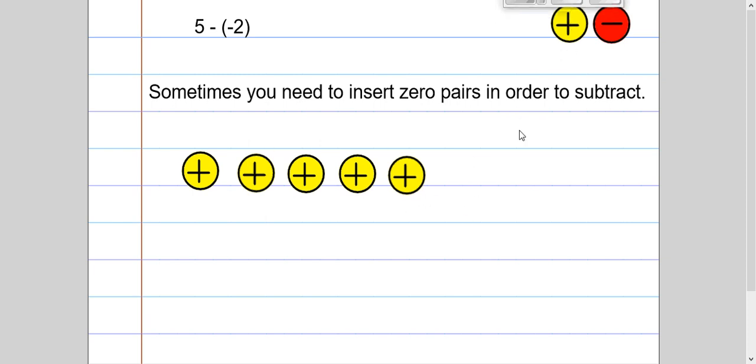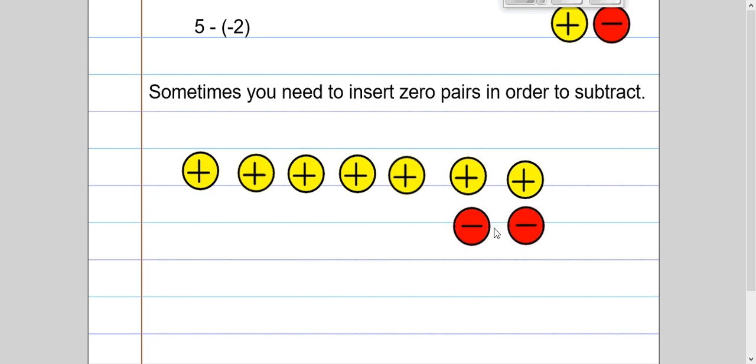So if I add 1 zero, remember a zero pair is a pair, so you have to add a negative and a positive. So that's 1 zero pair. Now I have one negative that I can take away, but I need two because it says it wants me to take away two negatives. So I need to add another zero pair, a positive and a negative. And now I have two negatives that came along with those zero pairs that I can now take away.